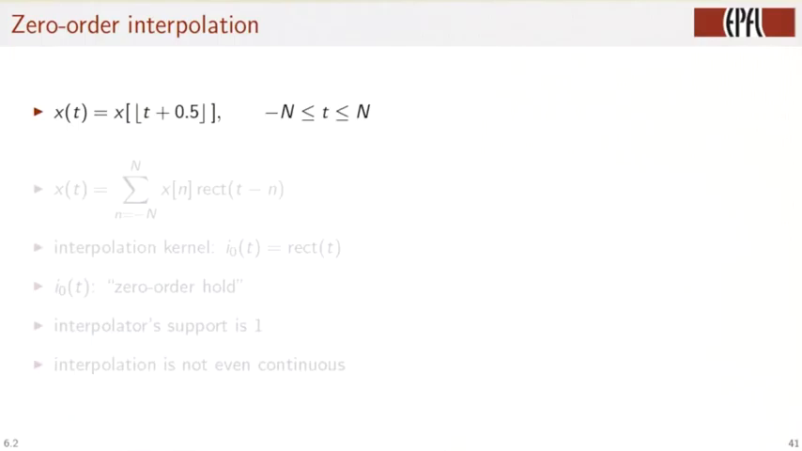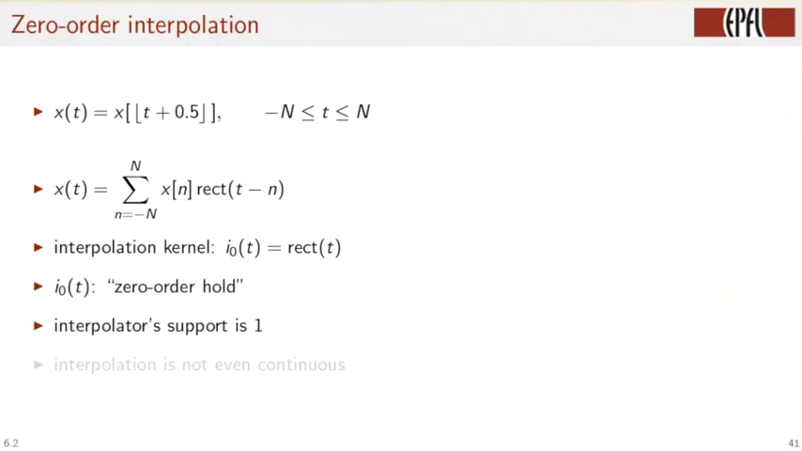What are the characteristics of this zeroth order interpolation? So x of t is given by this formula. You take the index t plus 1/2 and the floor function that indicates which sample you use for the piecewise constant interpolation. So x of t is simply written as a linear combination of xn rect of t minus n. So the interpolation kernel is this rect function, sometimes called the zero-order hold. The interpolator has a short support of length 1, however the interpolation is not even continuous.